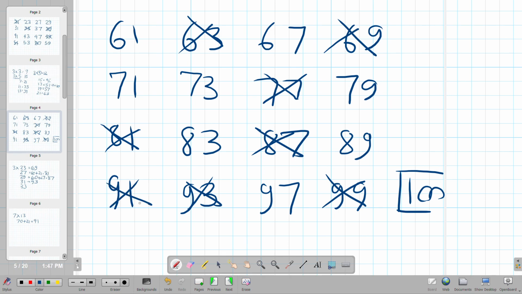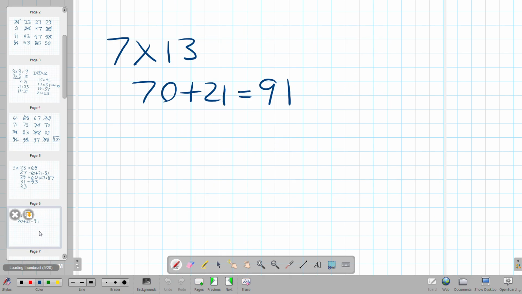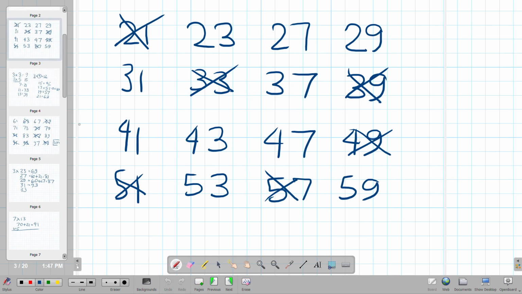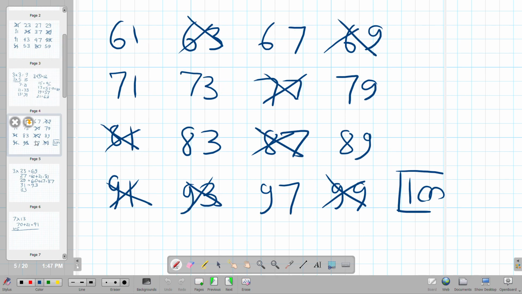Okay, and then what's 7 times 15? I think we're over 100. 7 times 15 is 105, so we're over 100. So we're done with 7s. Okay, so now let's do 11s. 11s are easy in the sense that we don't have to really multiply them out. So it's 33, 55 is already taken care of, 77, and then 99. So we already took care of those.